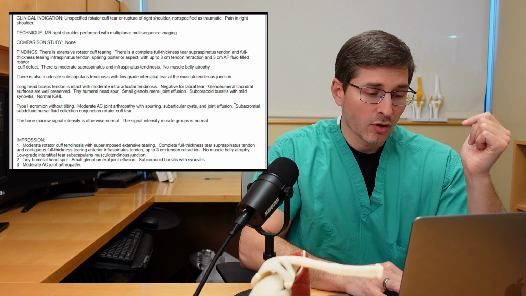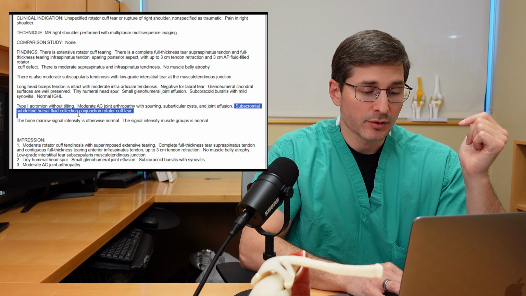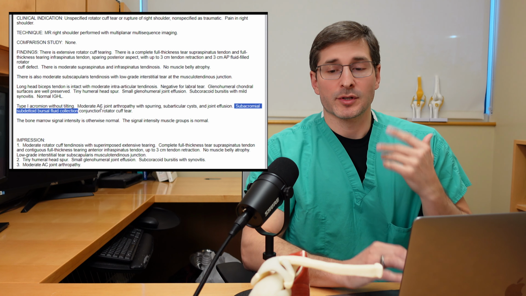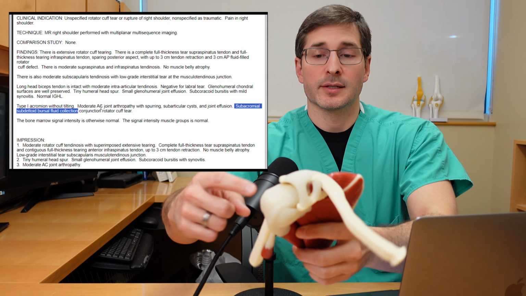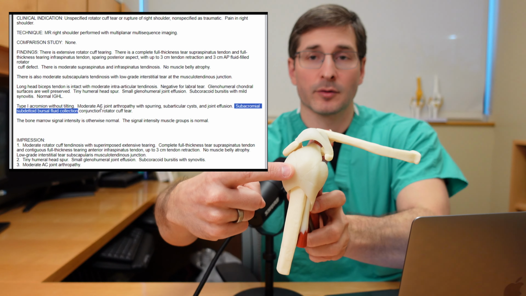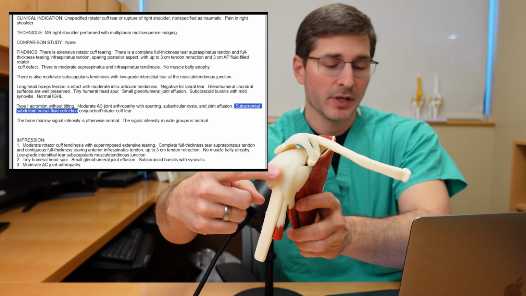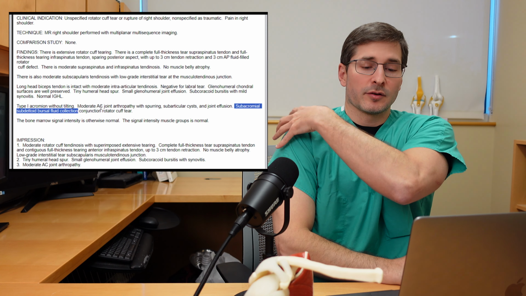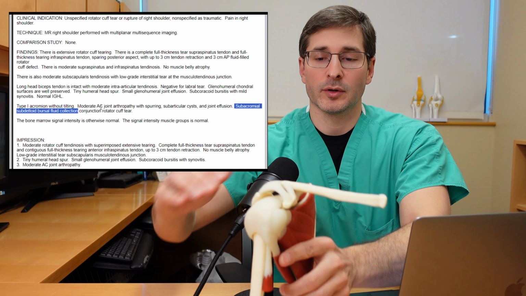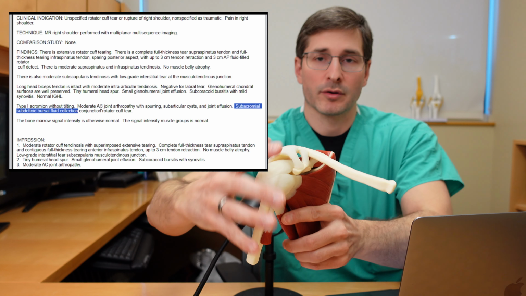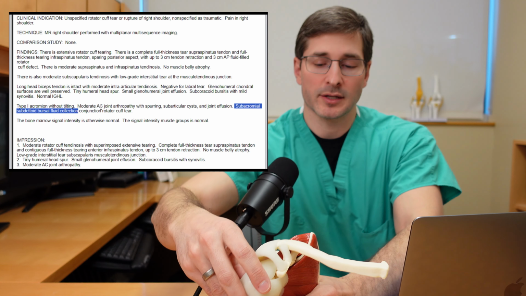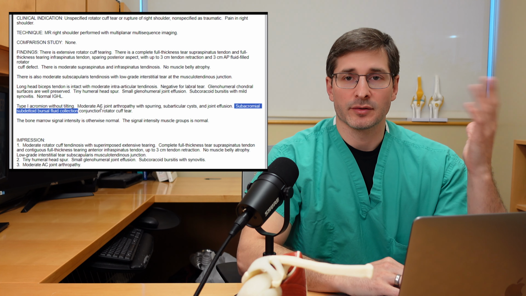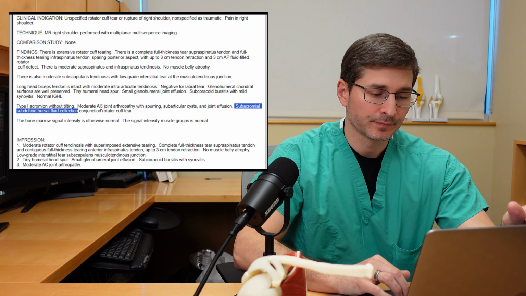They see subacromial and subdeltoid bursal fluid collection. So remember, the subacromial space is the space between the acromion and the rotator cuff. There's the bursa there. And the subdeltoid space is the space underneath the big deltoid muscle. So the deltoid totally covers this whole part of the shoulder joint. So they're referring to that whole space as well. And so they see bursitis, an inflammation of the bursa at that level.